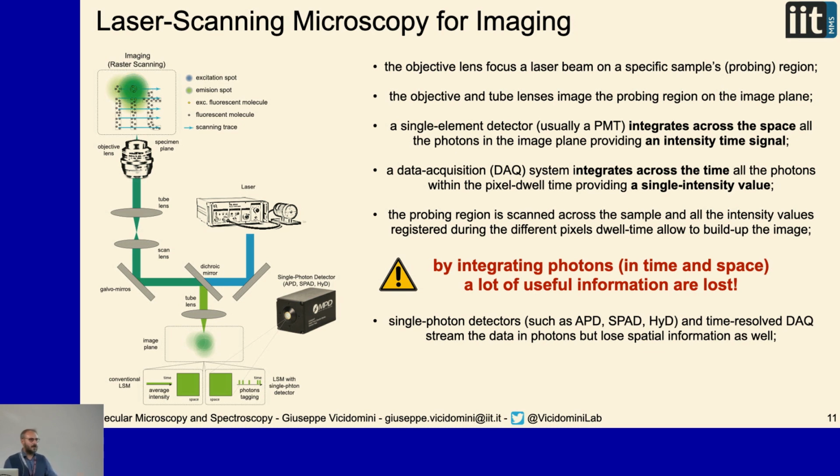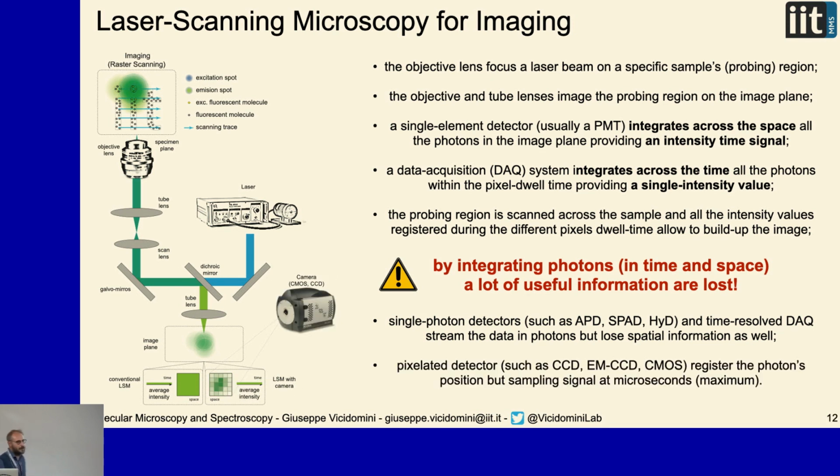So obviously, you can circumvent this problem. There are strategies. For example, if I substitute my photomultiplier with a single photon detector, I can sample the fluorescent light photon by photon. So I can preserve the temporal distribution of the photons, how the photons arrived at my image plane. But what about the spatial information? Again, that's a single element detector. I'm losing this spatial information.